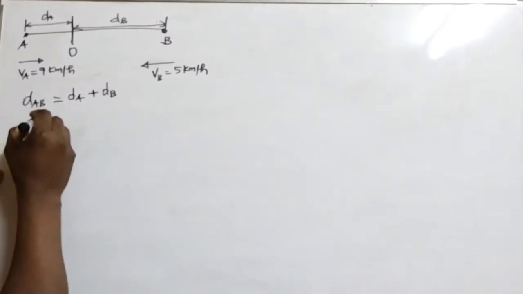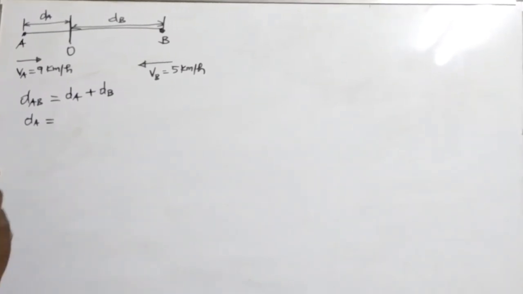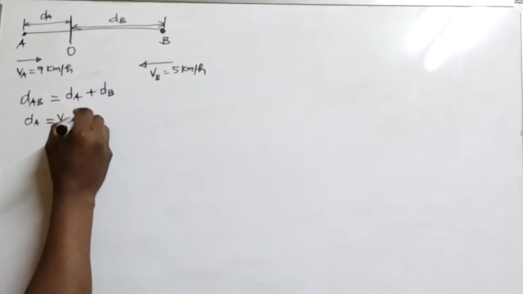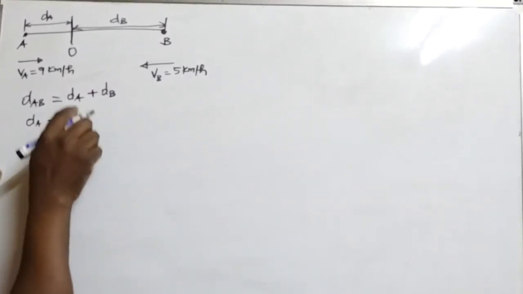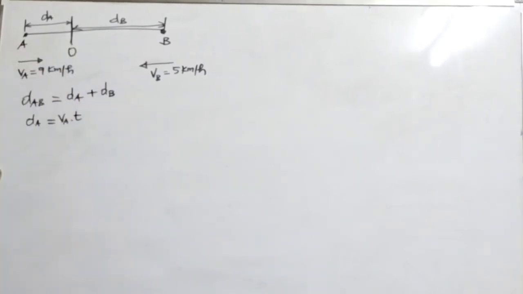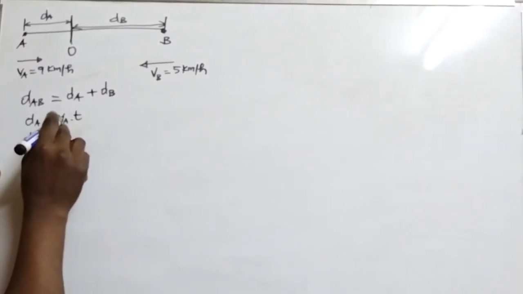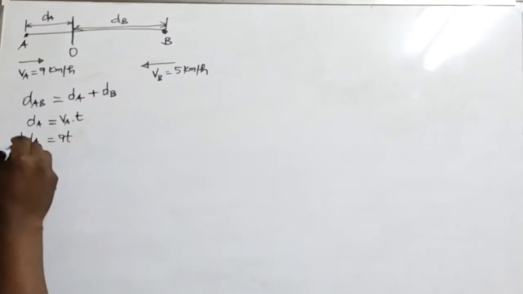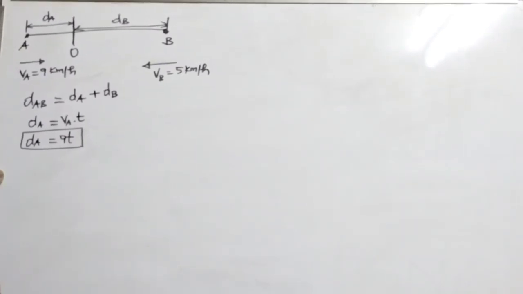Now the distance dA, which is the distance covered by the vehicle, will be equal to the velocity of the vehicle times the time. And this time T is the time to meet at the point O. Now dA will be equal to the velocity of the vehicle, which is 9, times T. This is the equation of the distance of the vehicle.